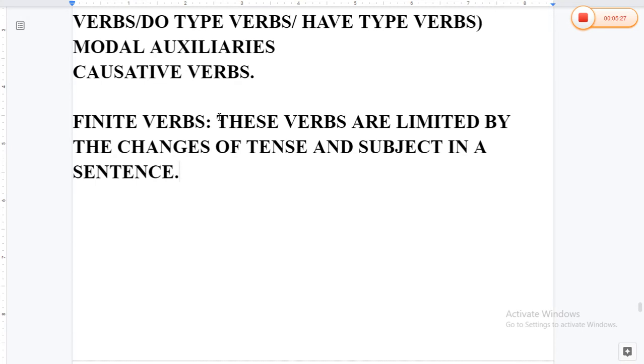Here I mean that when you change the pronoun or noun of a sentence from singular to plural, the verb form changes. At the same time, when you change the tense of the sentence, like you write a statement in present simple tense, and when you just convert it into past, you have to change the form of the verb. So when the verb form changes with the change in tense and subject, it is called finite verb. Finite verbs are limited verbs.